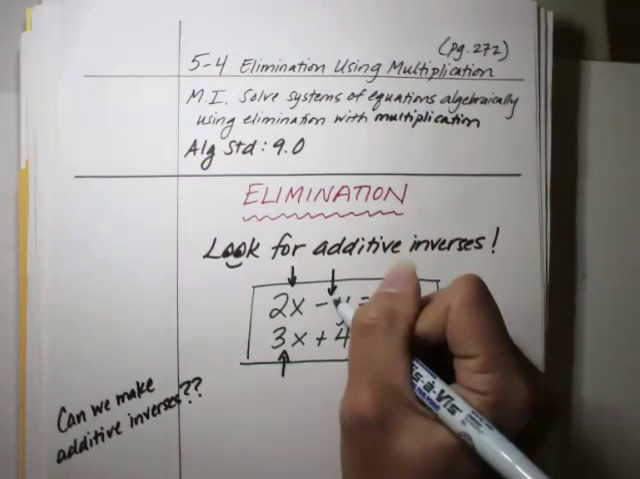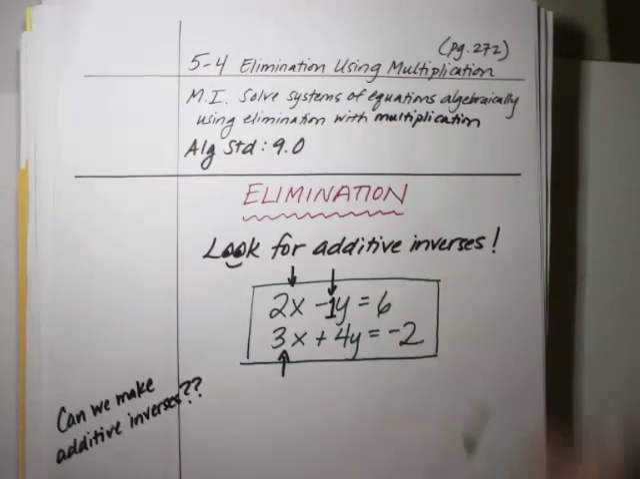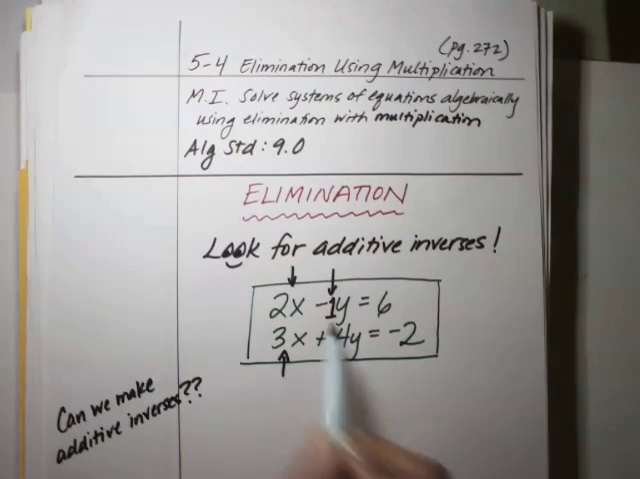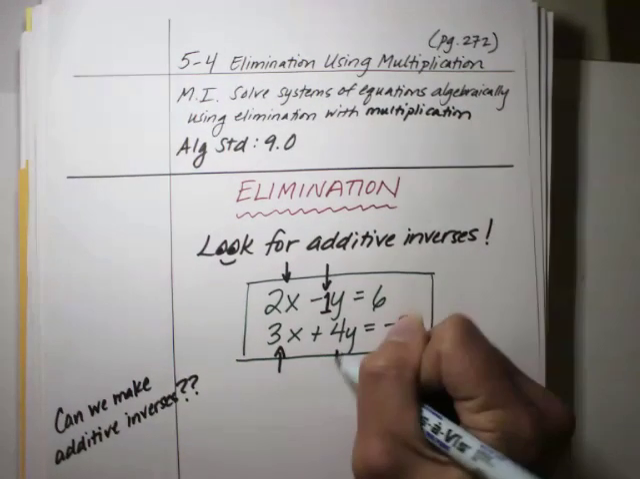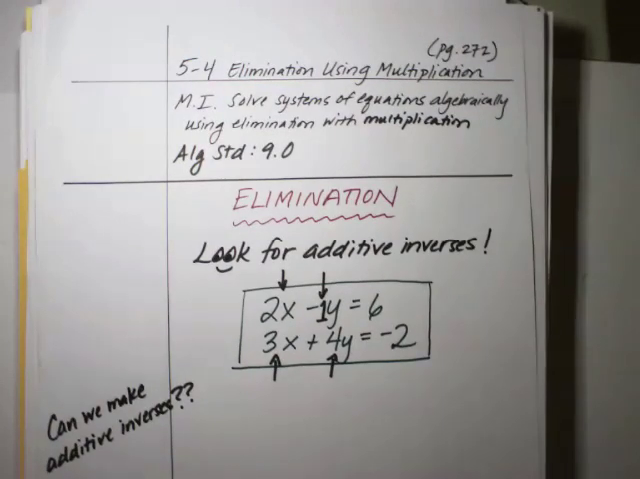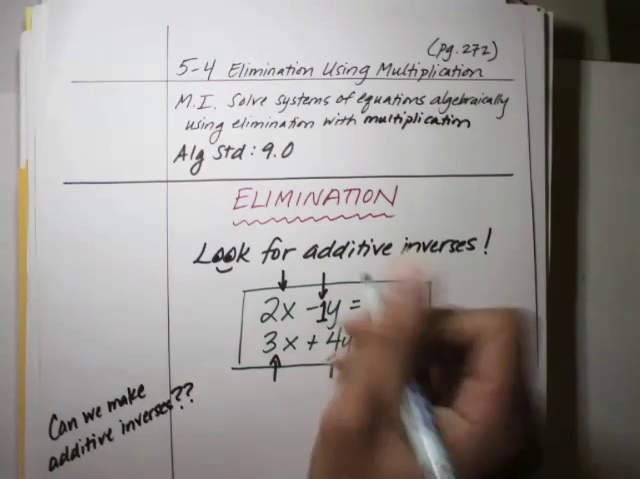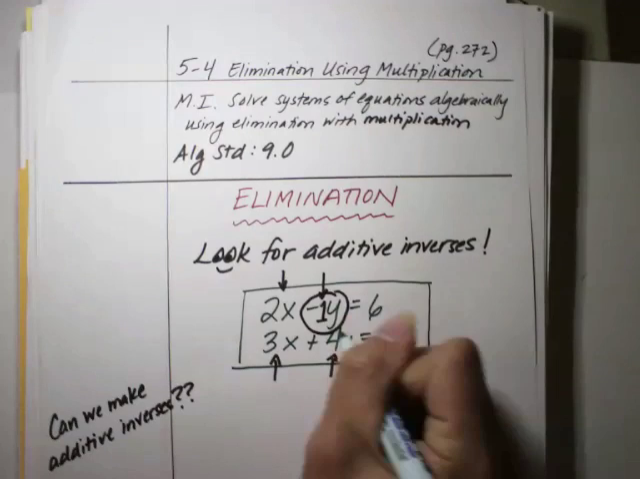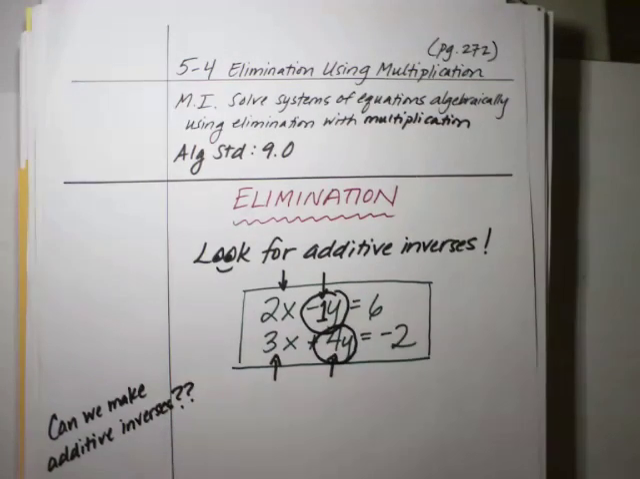Let's take a look at the y coefficients. There is our invisible 1 in front of our y, so that's a -1. And here we have a +4. Well, I would think if only that -1 magically became a -4, then we would have additive inverses. Okay, and of course in math there is no magic, but there is multiplication.